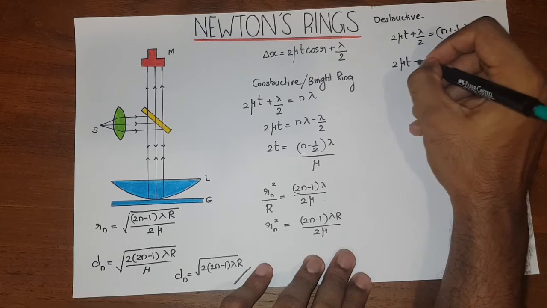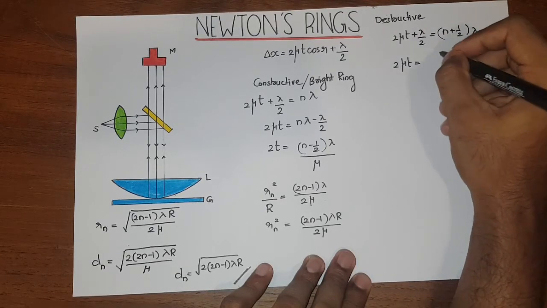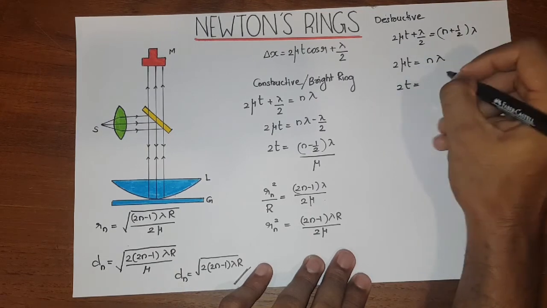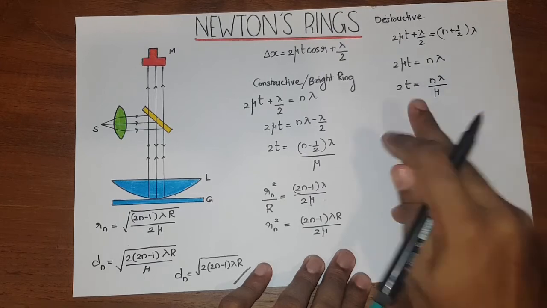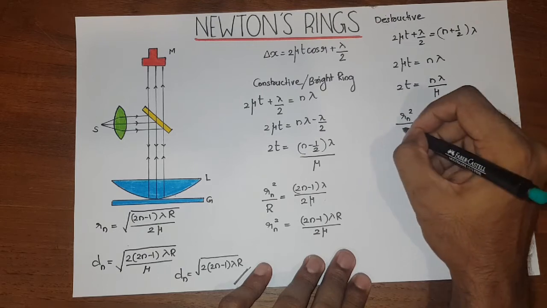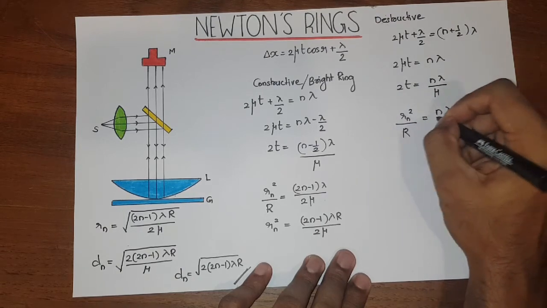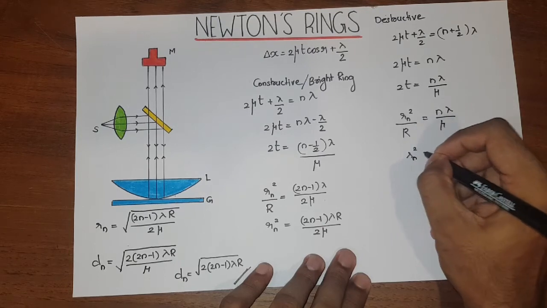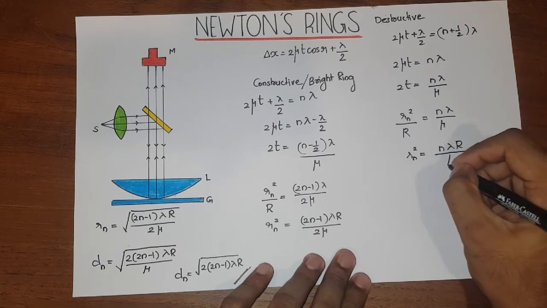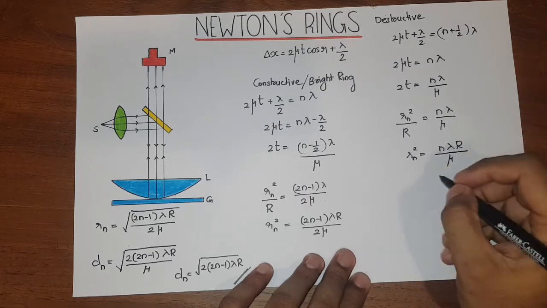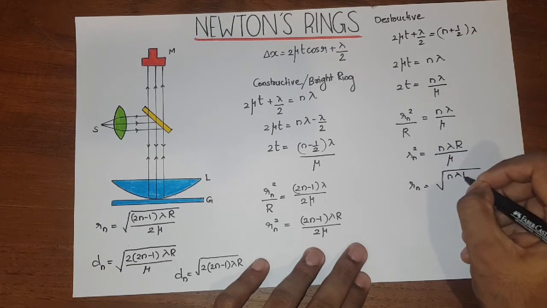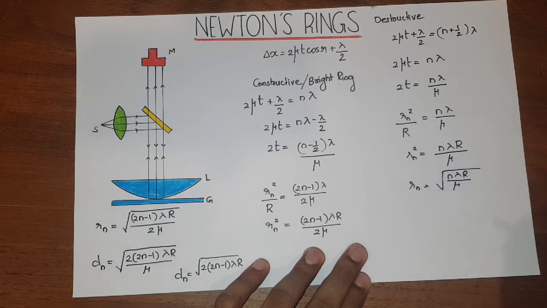Then 2 mu t can be arranged as n plus half lambda minus lambda by 2. I am writing it directly, that is n lambda. Then 2t can be written as n lambda by mu. So we know the value of 2t. What is 2t? 2t is nothing but Rn square by r equal to n lambda by mu. Then the radius of the nth ring squared is n lambda into the radius of curvature of the lens divided by the refractive index of the medium. Then the radius is the square root of this term, that is n lambda r by mu.